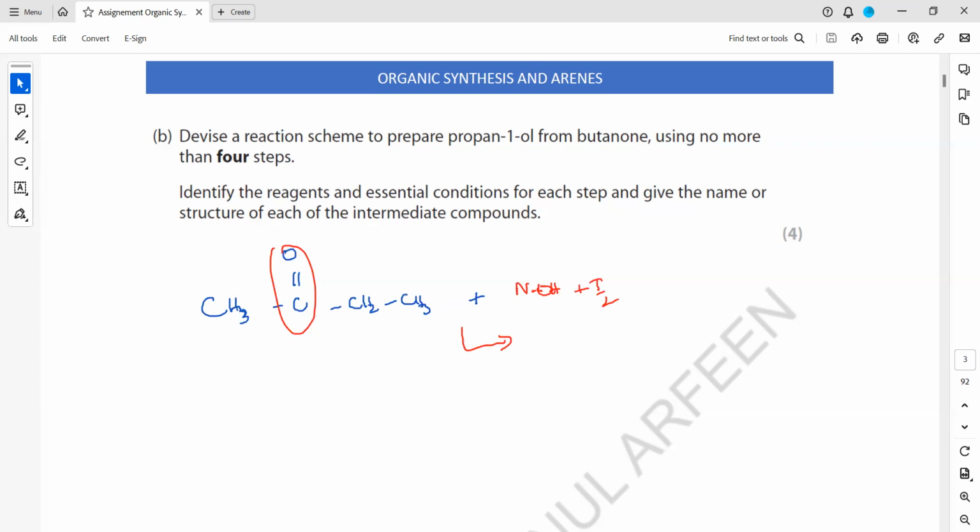So what will it form? It will form sodium propanoate, because this part will break and it will form CHI3, triiodomethane, plus it will form NaO, then C double bonded with O, CH2, CH3. This is what is formed. So it will form sodium propanoate, and iodoform, triiodomethane, is also formed in alkaline solution.